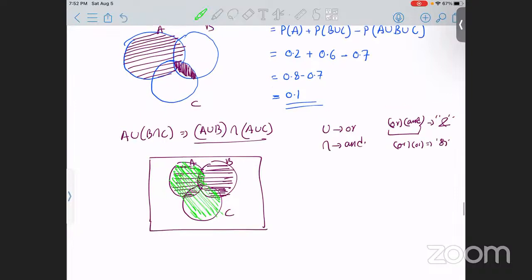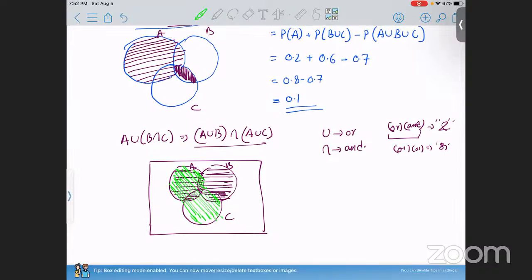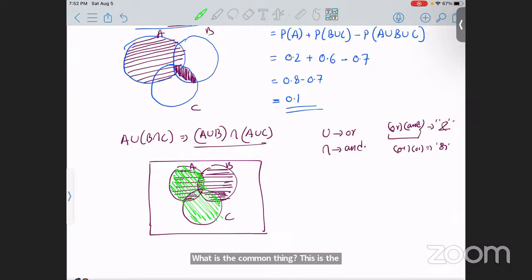What is the common thing? This is the common thing. Where green and this, only this part is common. Both are same. Are you getting this?